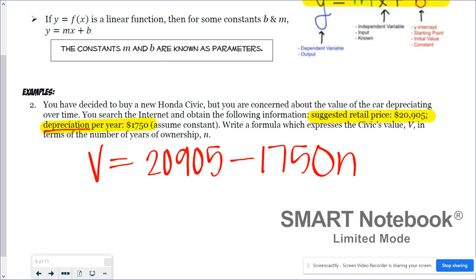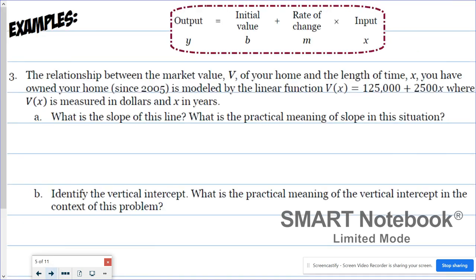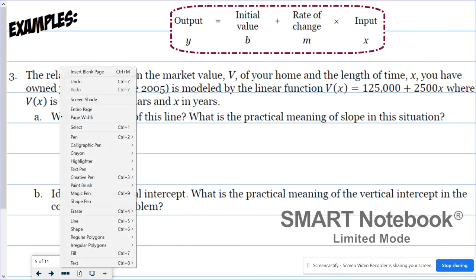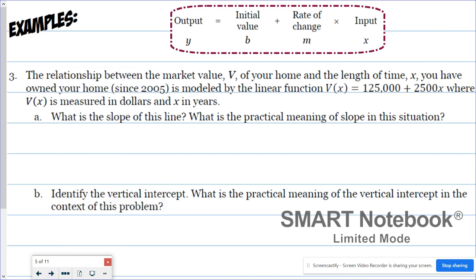So what if they gave us a function and asked us to interpret the meaning of the parameters, okay? So in problem number 3, it says that the relationship between the market value of your home and the length of time, x, you've owned your home since 2005 is modeled by the linear function v of x is equal to $125,000 plus 2,500x, where v of x is measured in dollars and x is measured in years. What is the slope of this line?